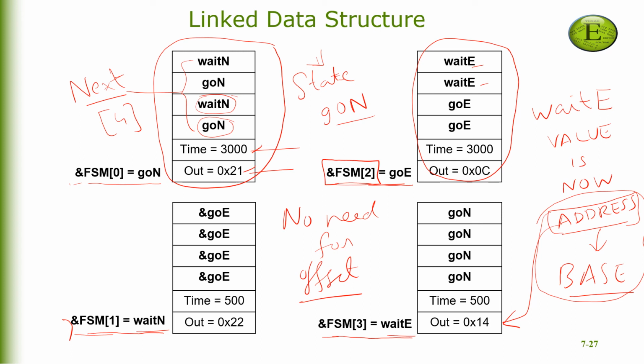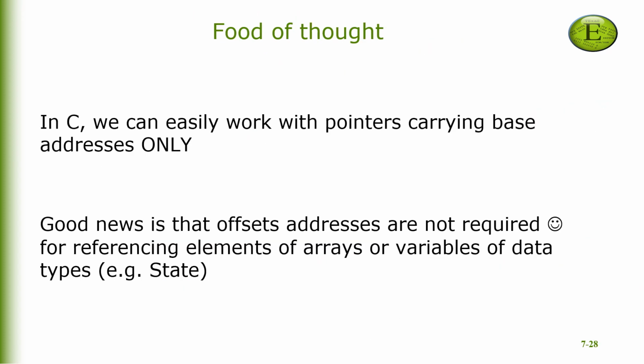And if we have to refer to any component of the state which is not at the base address, such as here, then we can make use of the dereferencing of a pointer technique, and we can have access to any element or any component of the state, as we shall see in the next slide. So the good news is that in C we don't need to calculate offset addresses to reference elements of an array or the variables of data types.